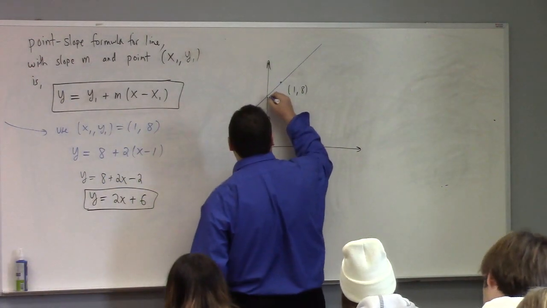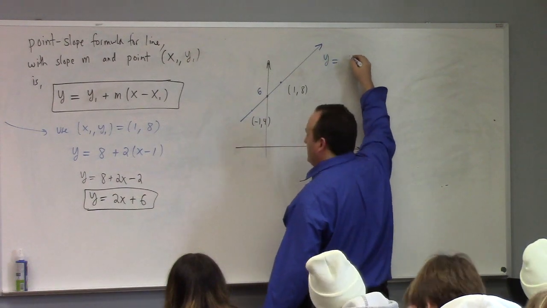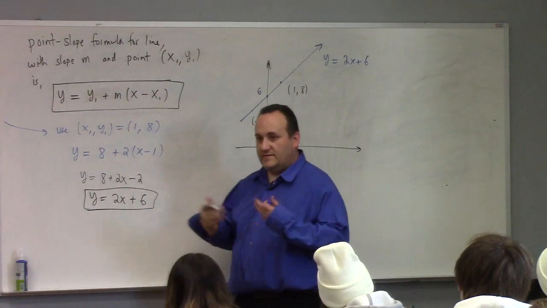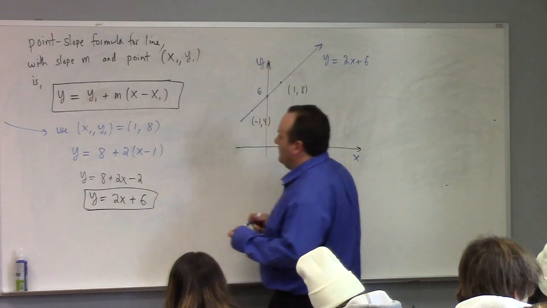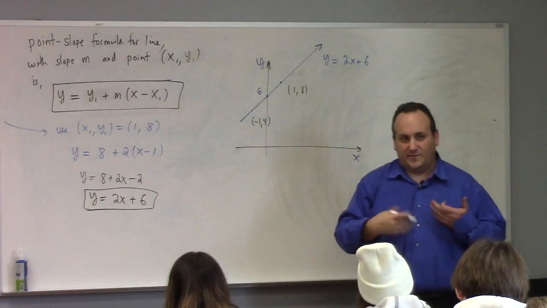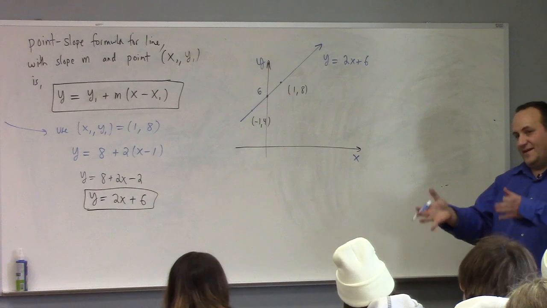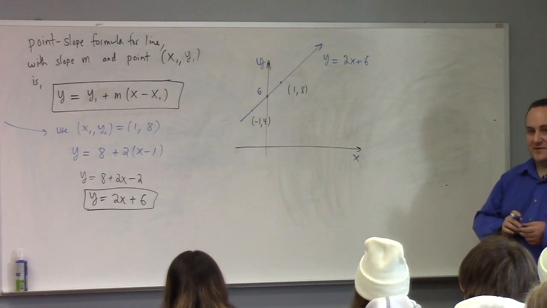So what's this point right here? This point right here is 6, right? And this is y equals 2x plus 6. This is how we graph a line. I think students are perfectly capable of this. I want all of you to get full credit if I ask you to graph a line on the test. You're going to nail this one to the wall, right?